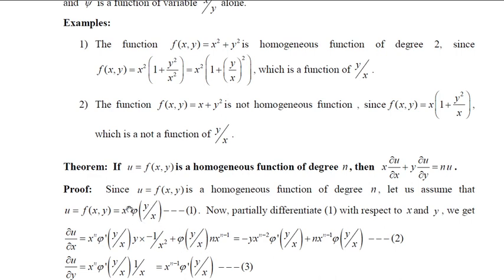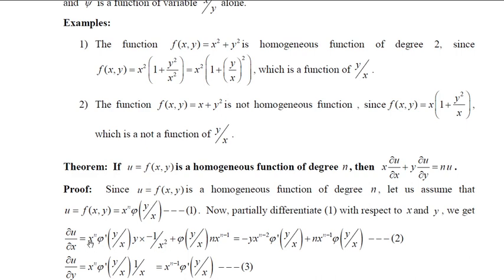Now differentiate x to the power of n. The derivative of x to the power of n with respect to x is n into x to the power of n minus 1. Now here, if you send x squared to numerator, that becomes x to the power of minus 2.